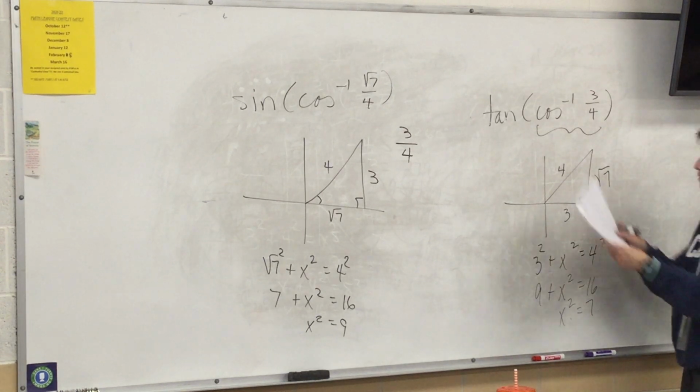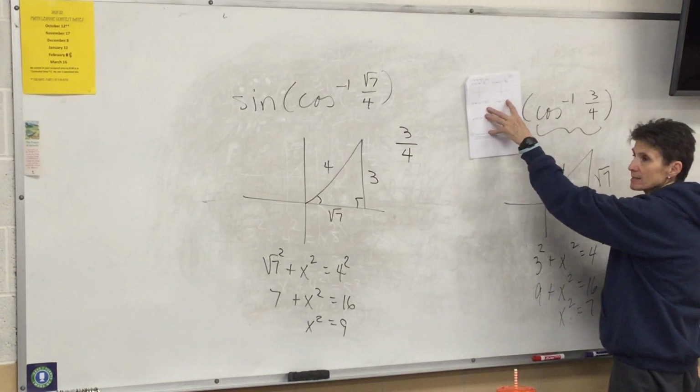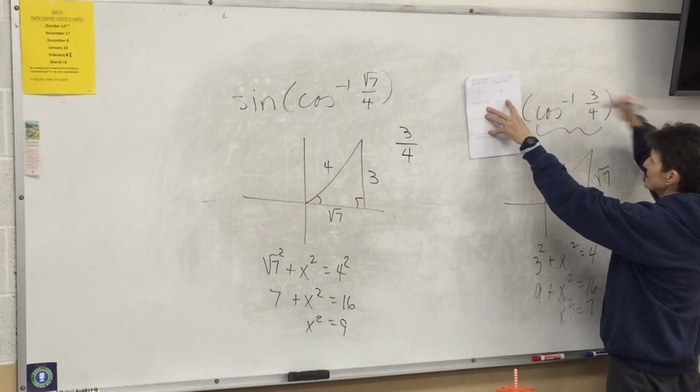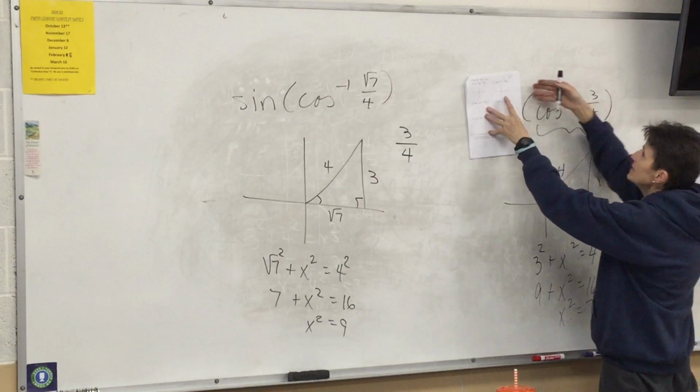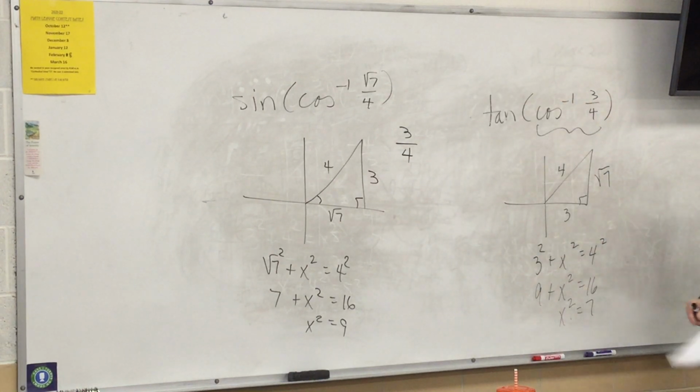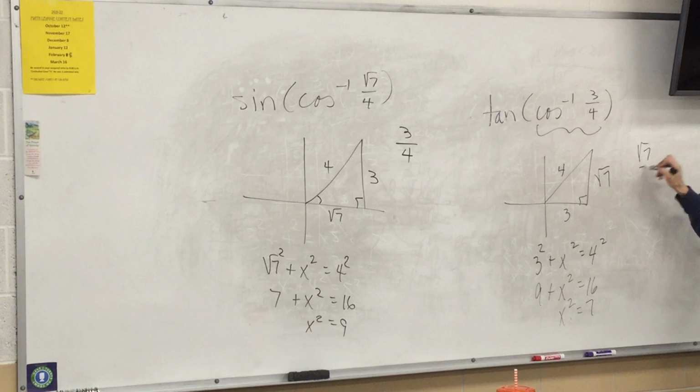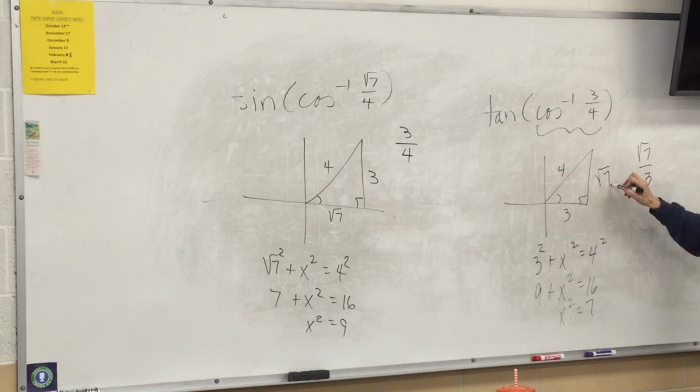Now, once you've done all that, so far we haven't even looked at this. All this is this right here. Now we look at that. What is the tangent? That's what I'm trying to figure out. So the tangent is opposite over adjacent. Opposite over adjacent. Root 7 over 3.